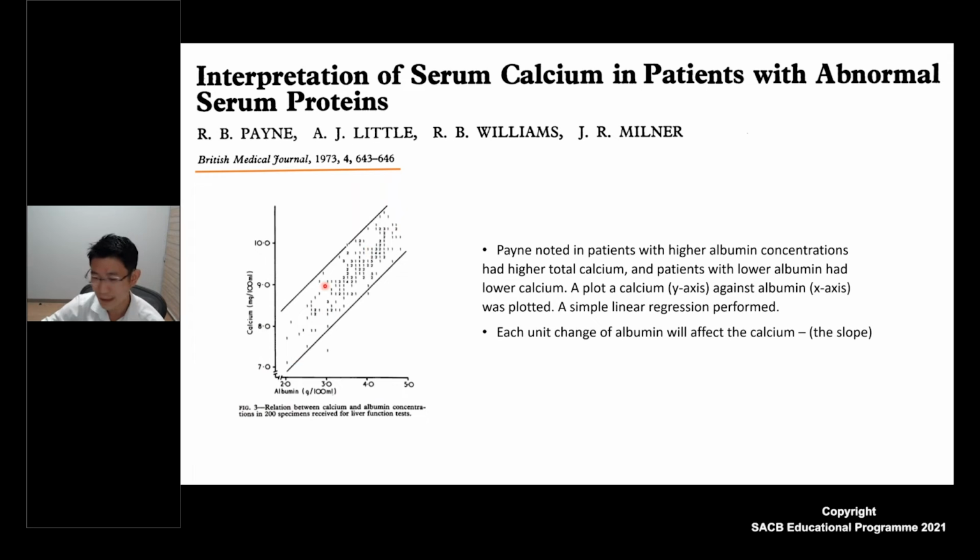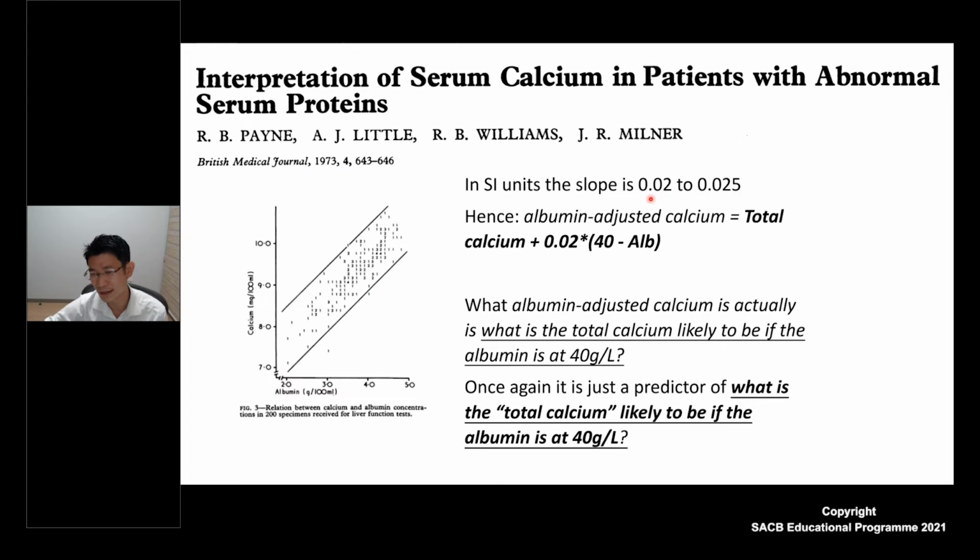Some of these patients had abnormal liver function. They noticed that the lower your albumin, the lower your calcium. The higher your albumin, the higher the calcium. And by performing a regression, they could find a slope. The slope in SI units is 0.02 to 0.025. So therefore, they came out with this equation.